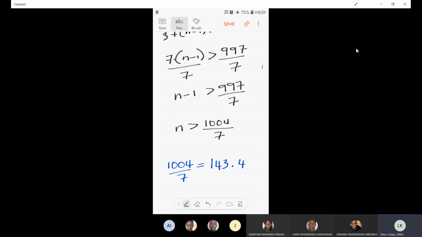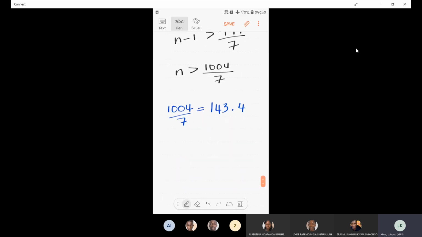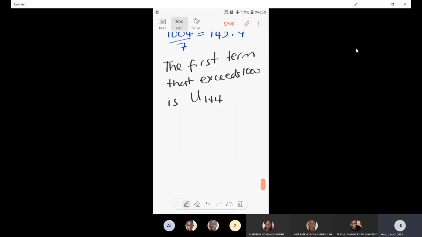terms to exceed 1,000, it must be the 144th term. That will be the first term that exceeds 1,000. So here we will say the first term that exceeds 1,000 is U144. And with this we can always check.